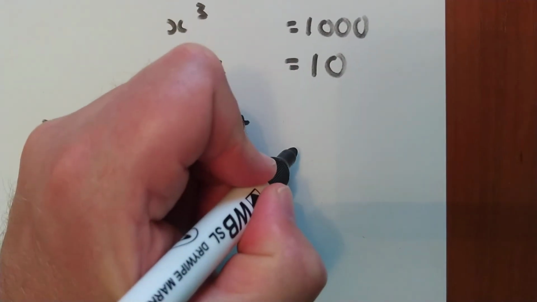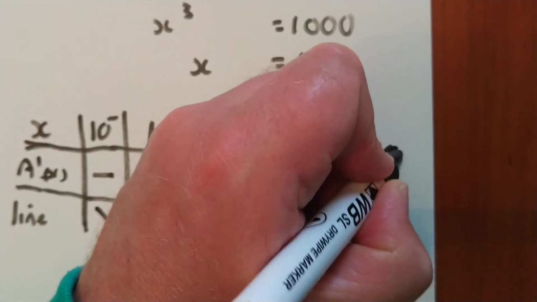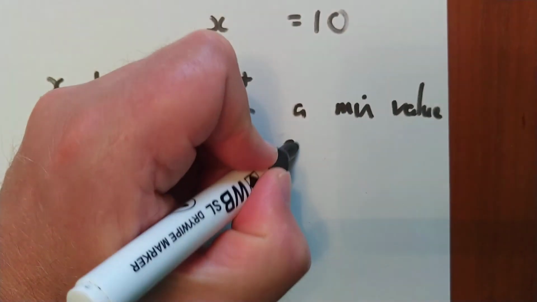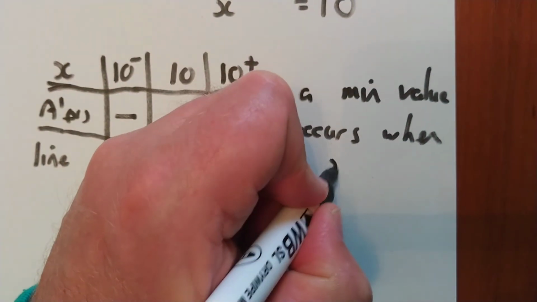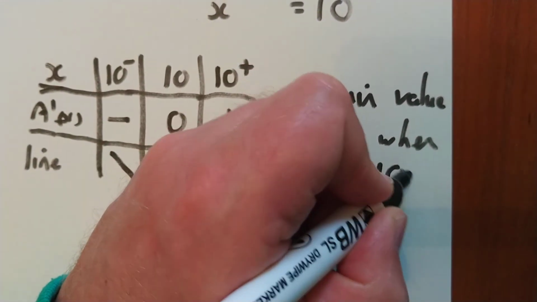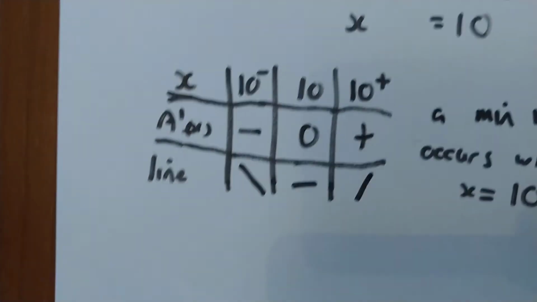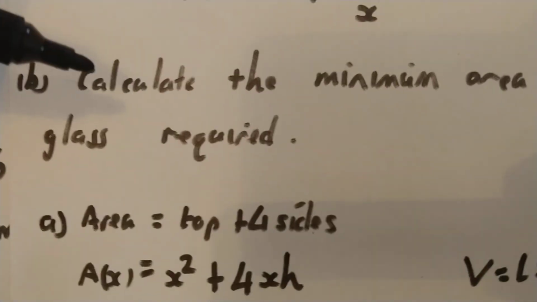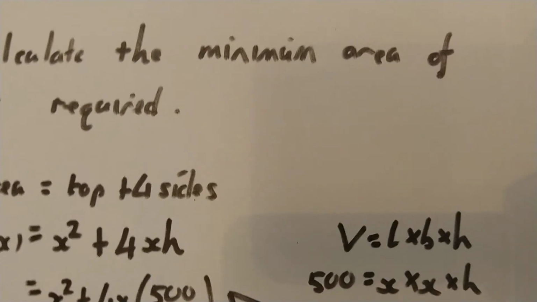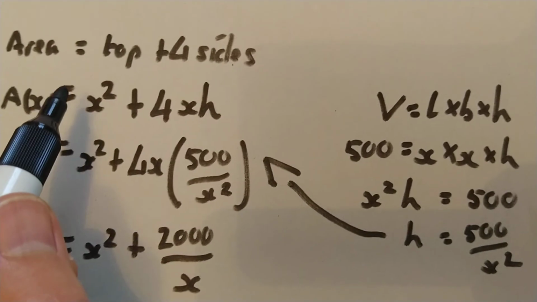So I'm going to say a minimum value occurs, again I could have put turning point, when x equals 10, because I get a mark for interpreting my nature table. And last but not least, check what the question said. Sometimes it will say what are the dimensions, it will say what is the height, what is x, and in fact this time it said calculate the minimum area of glass required. So the glass was the top plus 4 sides.